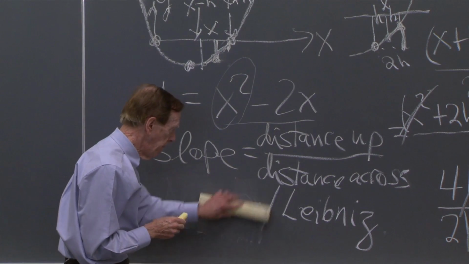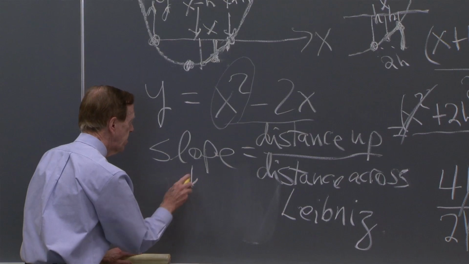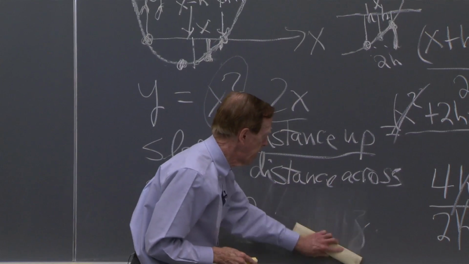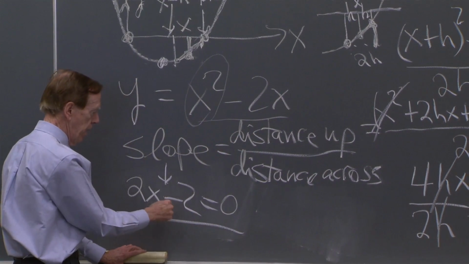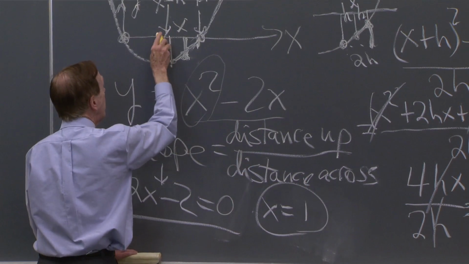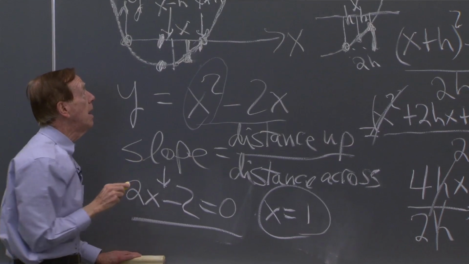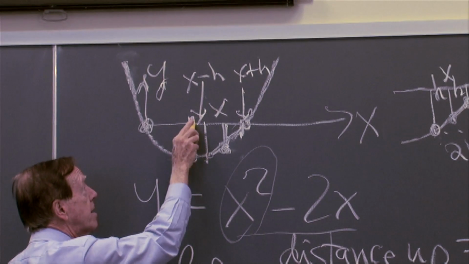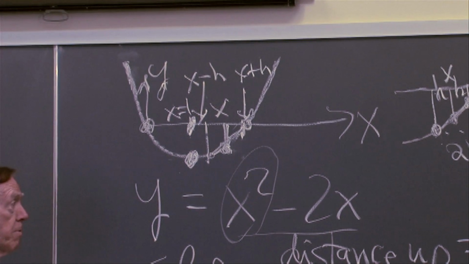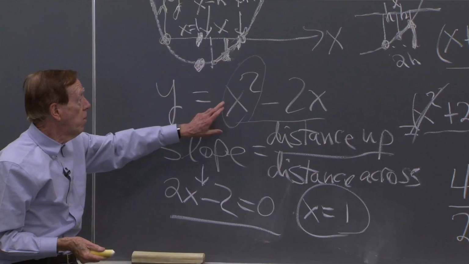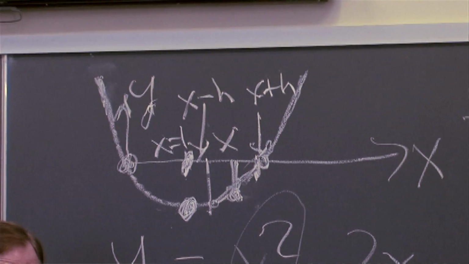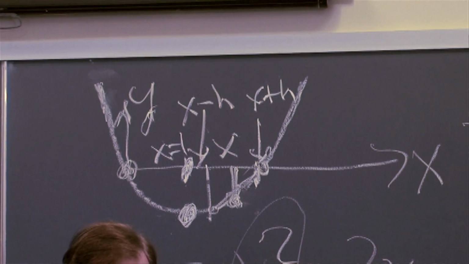I'll erase Newton, no offense. The slope is 2x minus 2, and I want that to be 0. I'll erase Leibniz to be fair. Where that 0 is at x equal 1. x equal 1 is that value of x, and now I could say, what is the bottom value? At x equal 1, y is 1 minus 2. It's down 1. So y equals minus 1 is the minimum of that parabola, that graph.